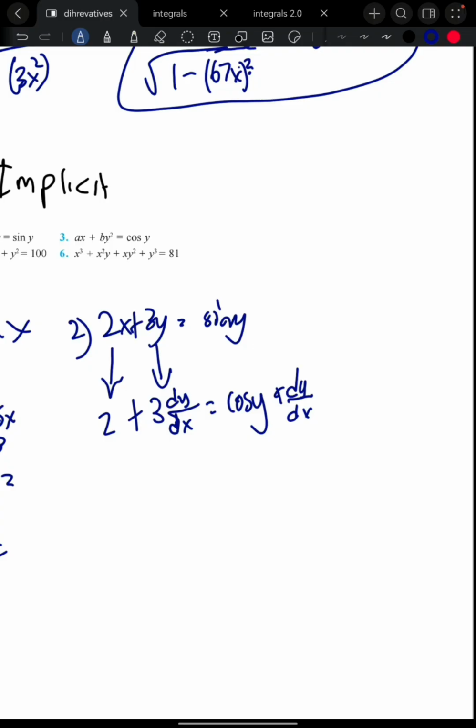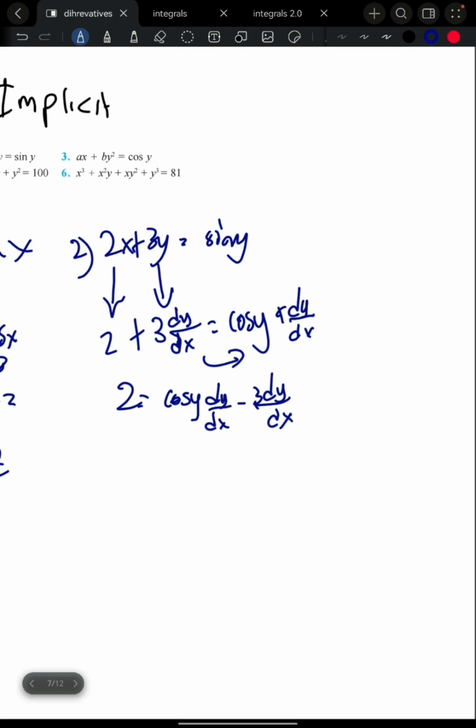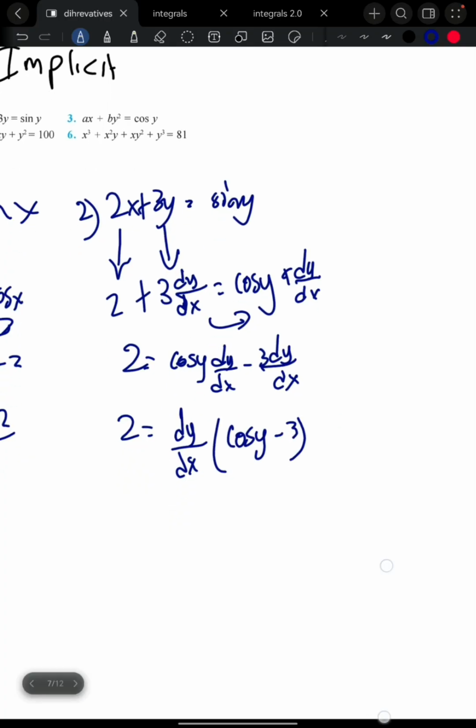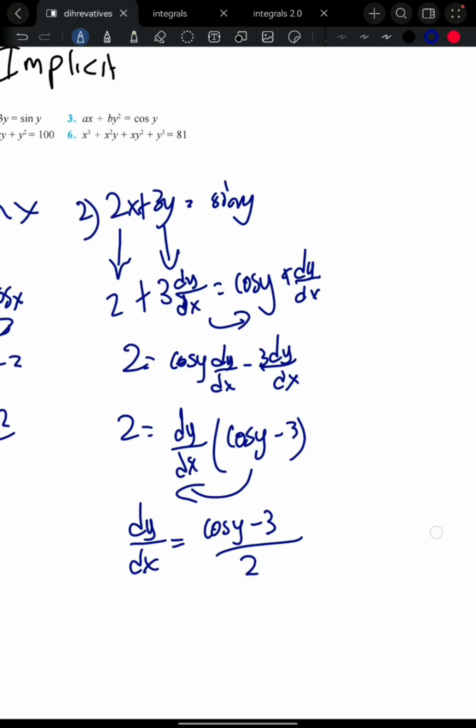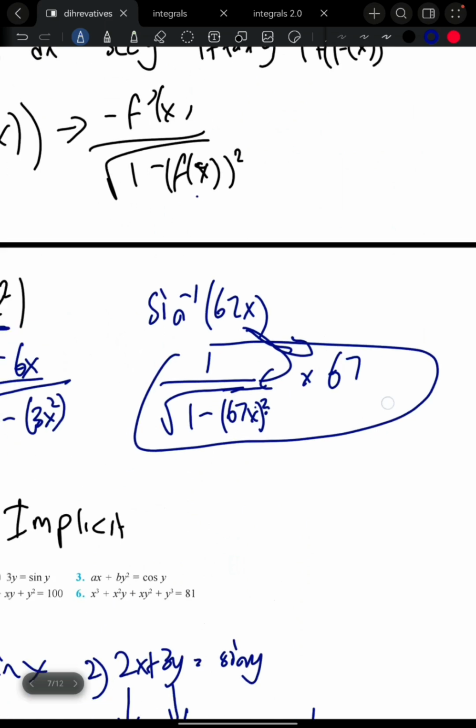Okay. I'm gonna send this there. So it's gonna be 2 is equal to cosine y dy by dx minus 3 dy by dx. I gotta send all the dy by dx to one side and then factorize it. So 2 is equal to, wait, no. I'm gonna factor out dy by dx. So it's gonna be cosine y minus 3. And then I'm gonna divide this there. And I'm gonna just write it as dy by dx is equal to cosine y minus 3 divided by 2. I'm wrong. I'm tripping. 2 divided by cosine y minus 3.